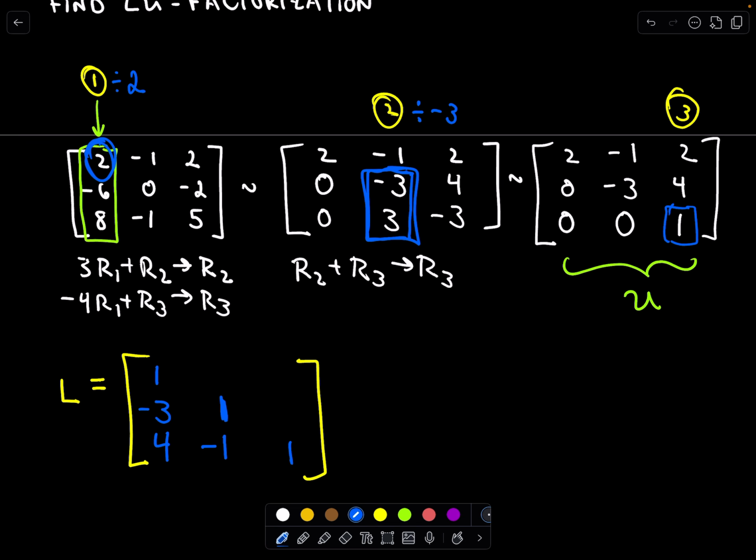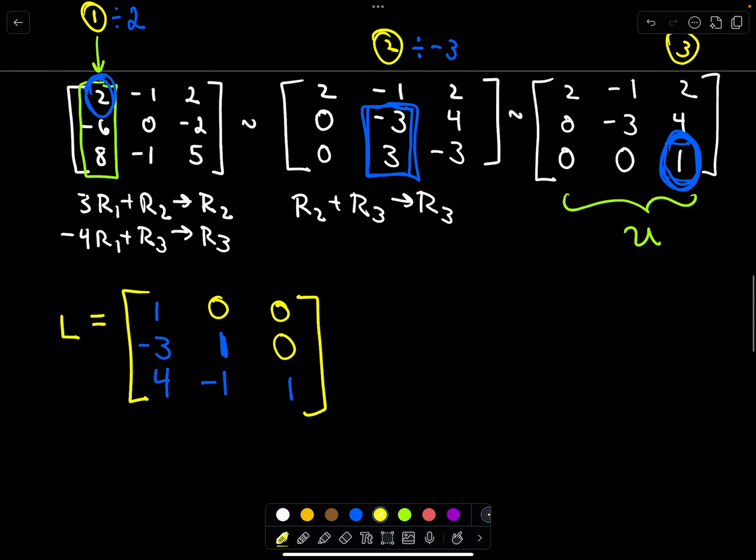Last but not least, if this entry was not equal to a 1, I would do the same thing. I would do division, but you'll see it wouldn't matter for this one. Now, you may be thinking, what happens above it? Well, if you remember the form, all of these entries just turn out to be equal to 0.